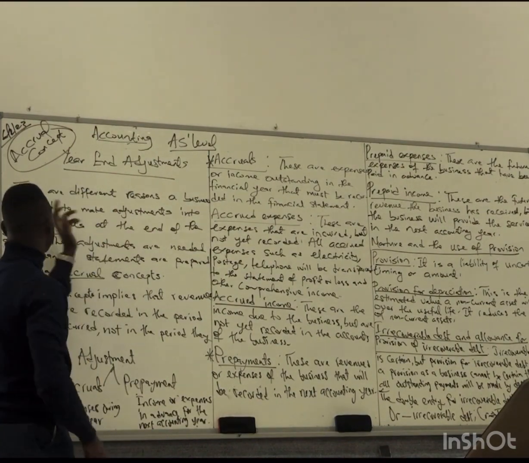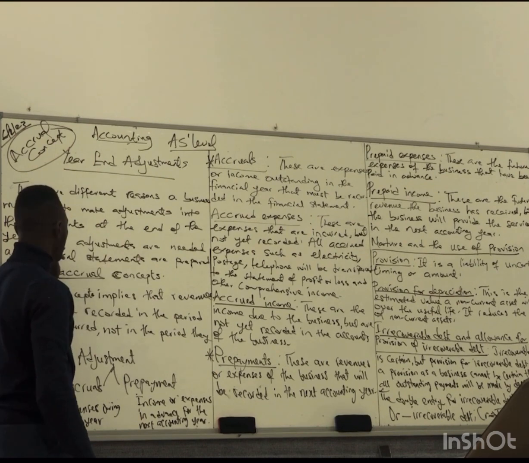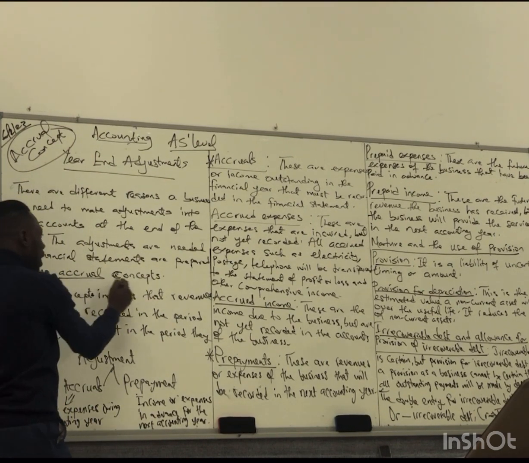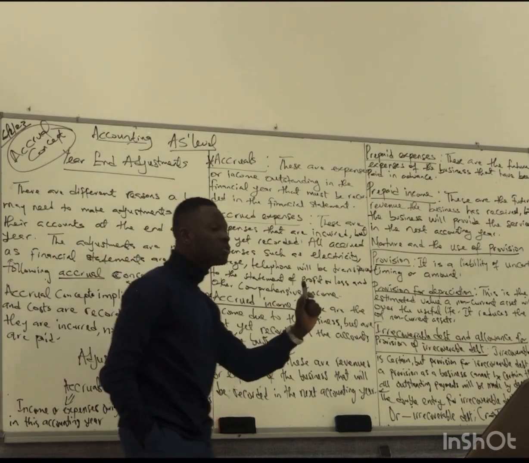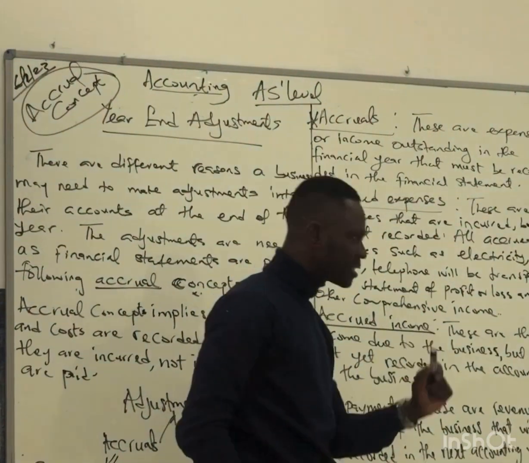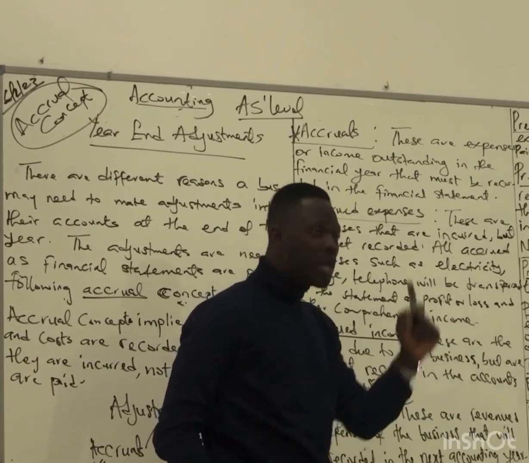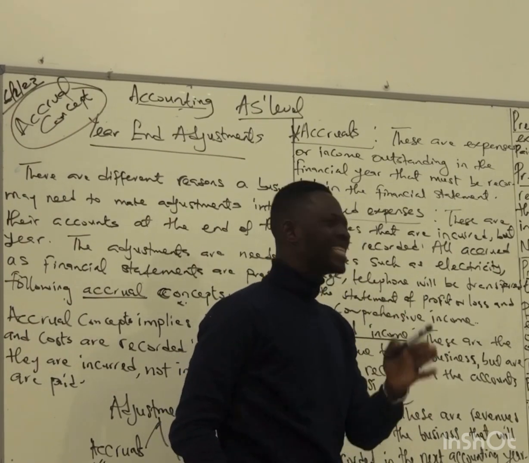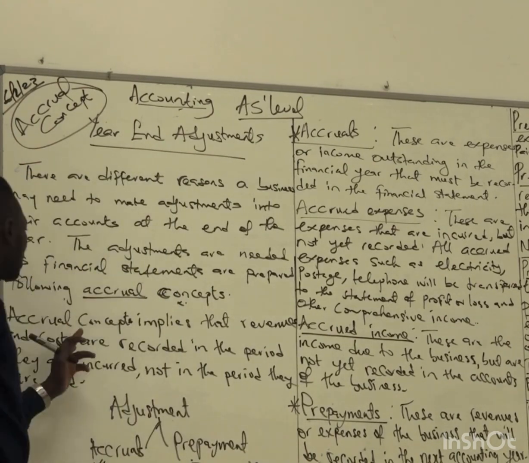There are different reasons why a business needs to make adjustments to the accounts at the end of the year. The adjustments are needed as financial statements are prepared following the accrual concept. According to the International Accounting Standards, the IAS, we have to prepare our financial statements with the necessary requirements or rules that guide the IAS. So, what is the accrual concept?